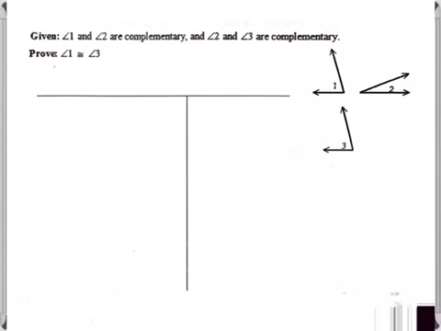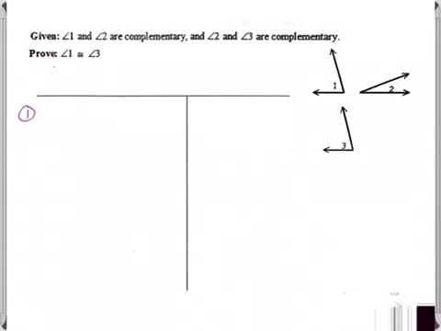All right, here we're given that angle 1 and 2 are complementary, and 2 and 3 are complementary. And they want us to prove that angle 1 is congruent to angle 3. And so we're going to try proving this without the congruent complement theorem. We could just say, oh, well, we know the answer, it's a one-step proof, but we're going to make this a five-step proof.